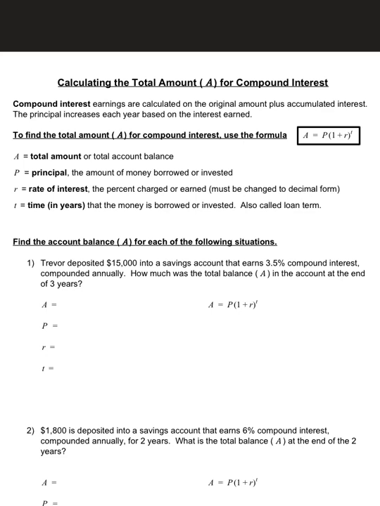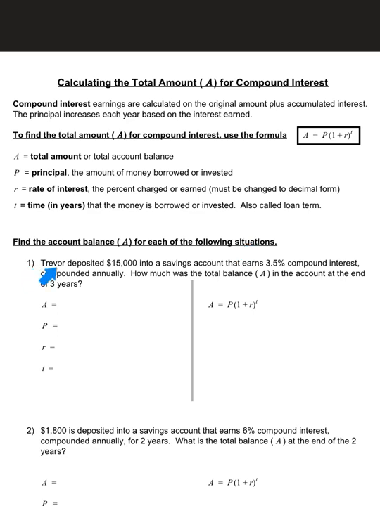Now, one thing about the formula, you need to pay attention to the T. The T is not a big T, it's a little t up in the air, kind of. That's your exponent of T, not times the T, it's to an exponent of T, so be careful on that. Okay, so find the account balance A for each of the following situations.